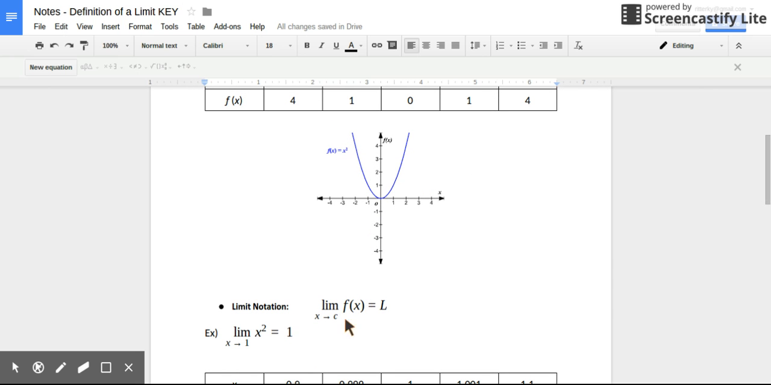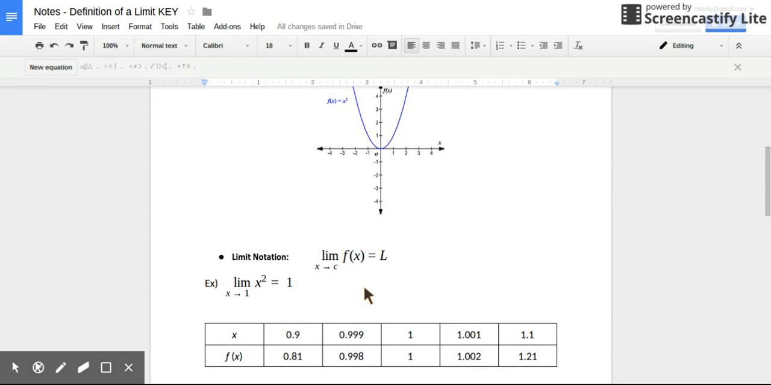This is the notation of a limit. The variable c is just an input value, just an input number. So it's saying the limit of this function as x approaches a specific input, c. That value is the output that's approaching, and that's symbolized by a capital L. So whenever you're evaluating a limit, this is the notation you will see.